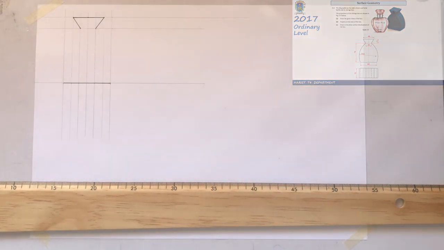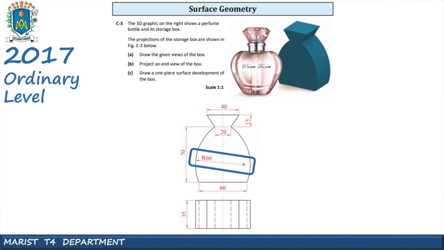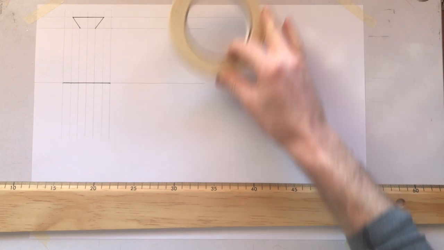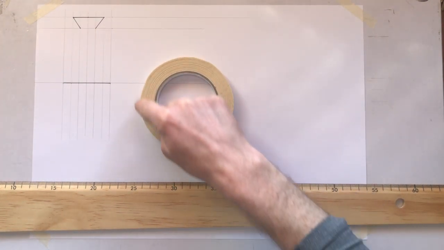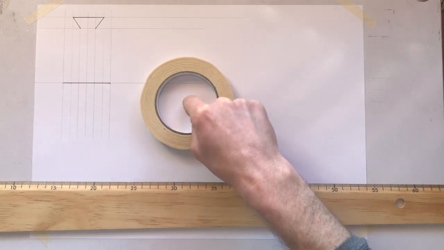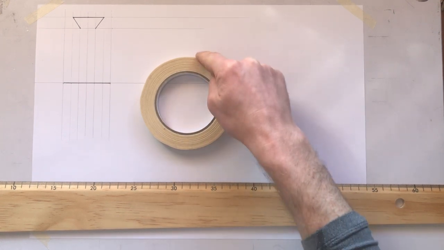The next part is probably one of the harder parts. This is where we need to draw in the curves. If we look at our question here, we can see there's a radius 60 from the middle. We know the radius, but what we don't know is where the center of our radius is going to be. If we take any circle and look at it, any point on the circumference to the center is always going to be the same. It's always equal.